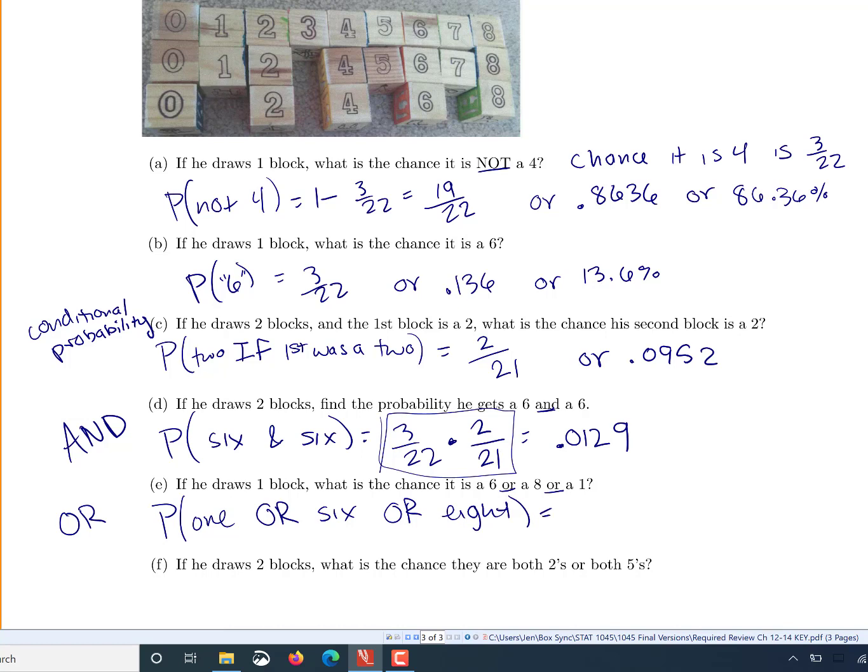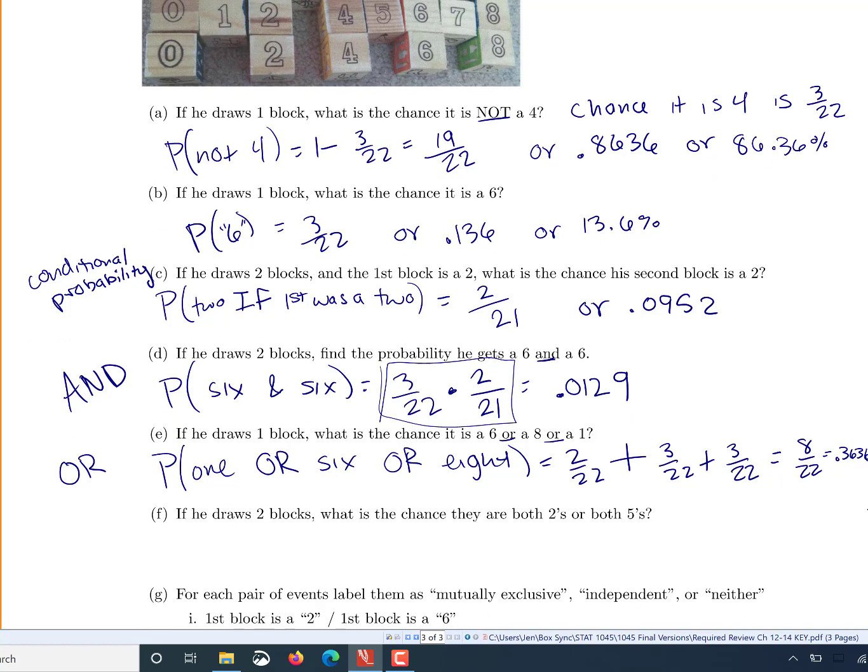Well, the probability of 1, there are 2 out of 22. Plus for the or. Now, if you want a 6, now remember, we're only drawing 1, so we don't have to worry about the replacement or without replacement and changing our probabilities. Let's see, for 6, there were 3 out of 22. And for an 8, there are 3 out of 22. Which should give me 8 out of 22, or 0.3636.